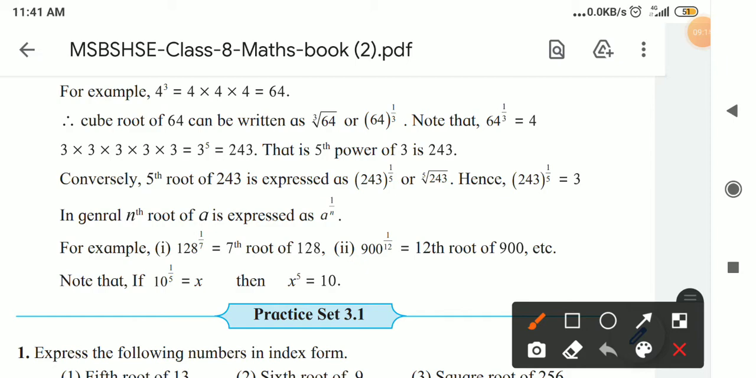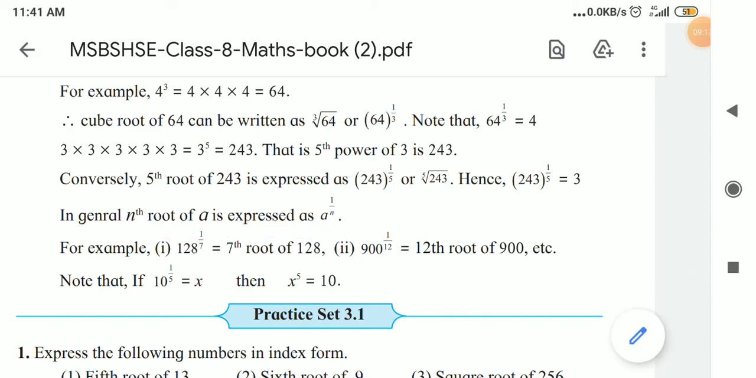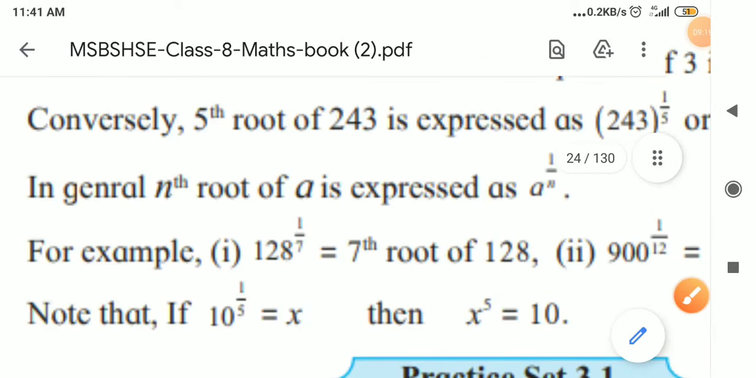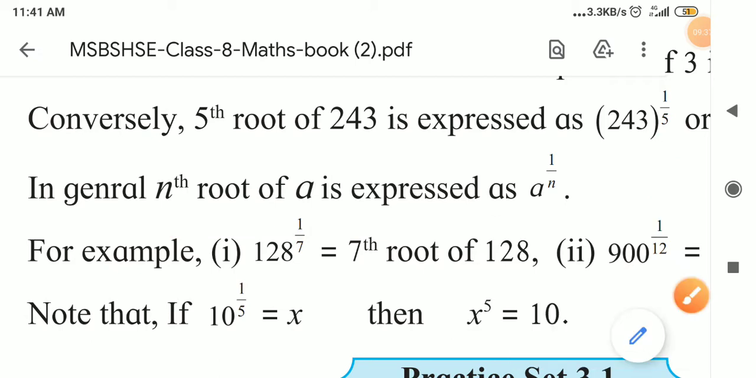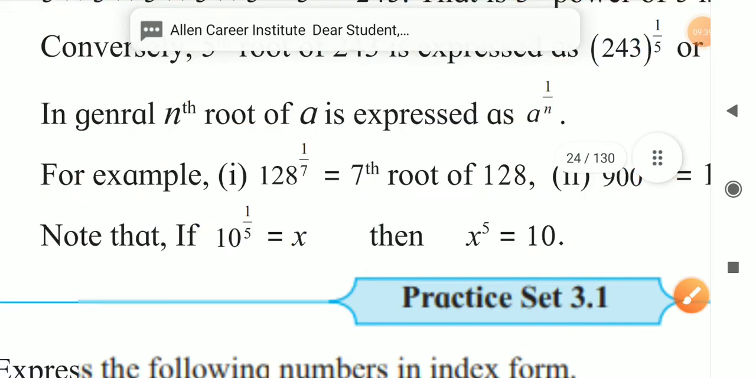In general, the nth root of a term is expressed as, that is also something you have to understand, because it may be asked in the question. In general, how are we writing? The nth root of a means what happens? We have to write a, and the nth root means here it will come 1 upon n as the power, in this way.